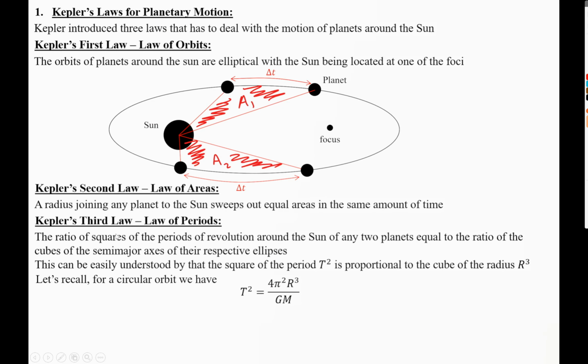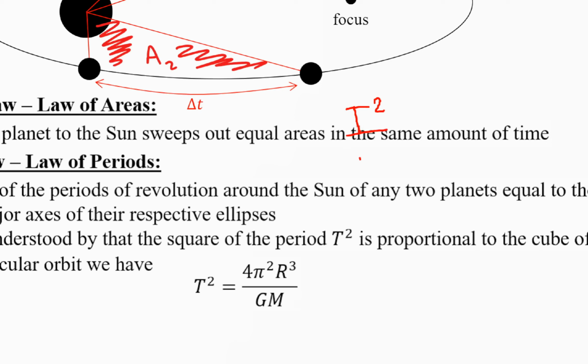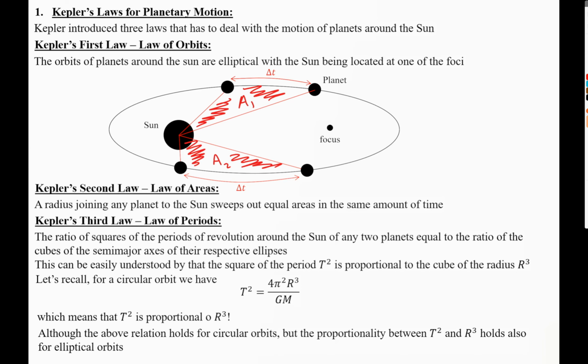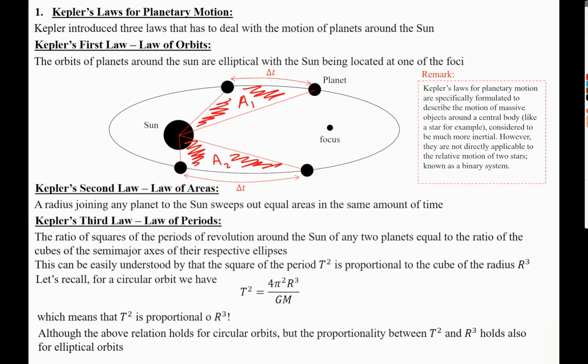For this reason, Kepler's third law states that the ratio of the squares of the periods of revolution around the Sun of any two planets is equal to the ratio of the cubes of the semi-major axes of the respective ellipses, which means that briefly T squared over r cubed is equal to a constant, and this is a conserved quantity. Although this result holds for circular orbits, it can be generalized to elliptical orbits as well, which means that T squared is proportional to r cubed. The proportionality between T squared and r cubed holds also for elliptical orbits.